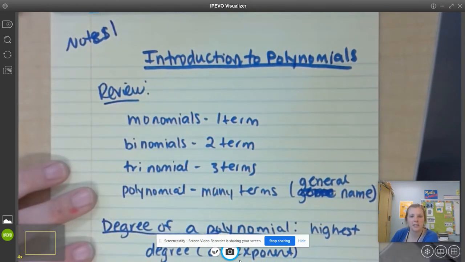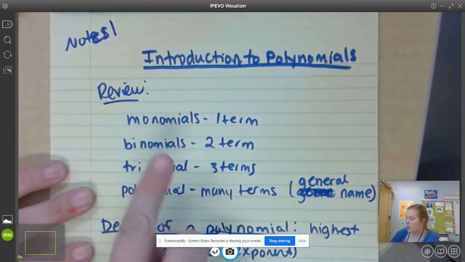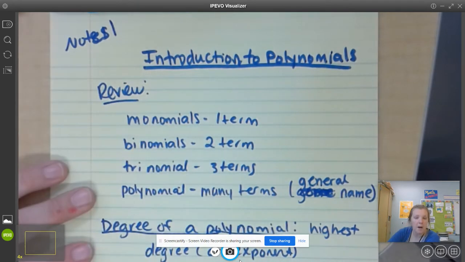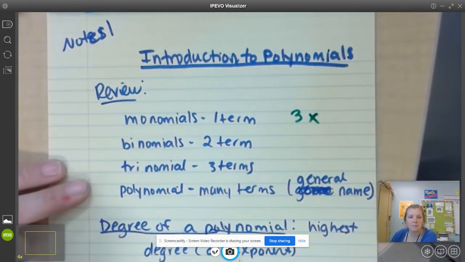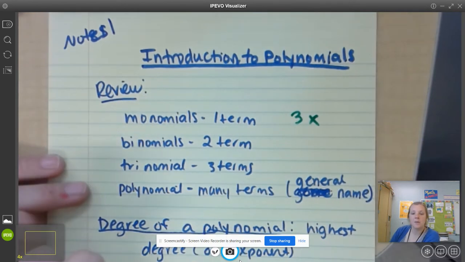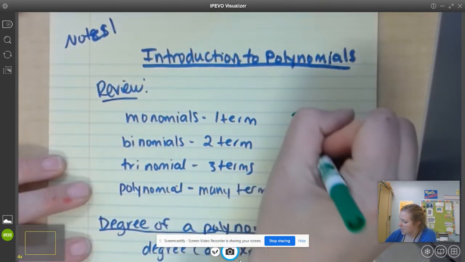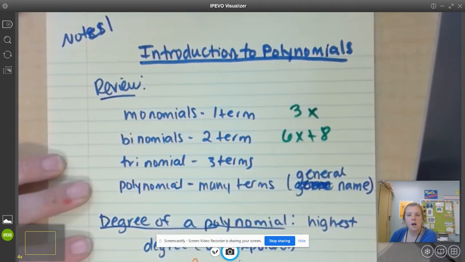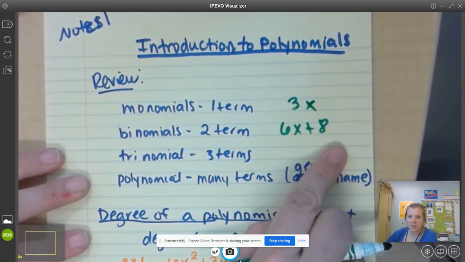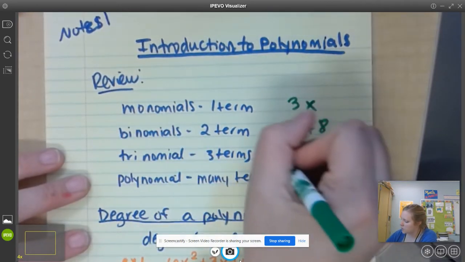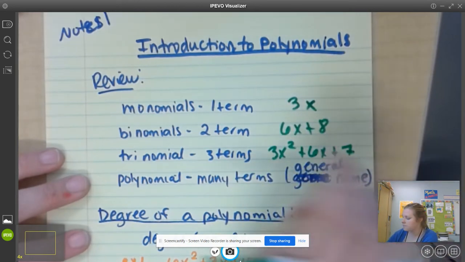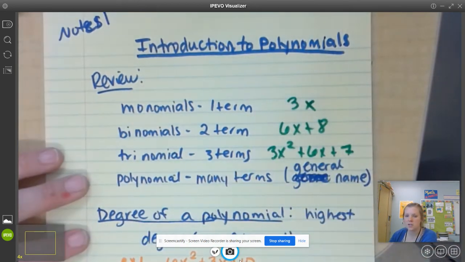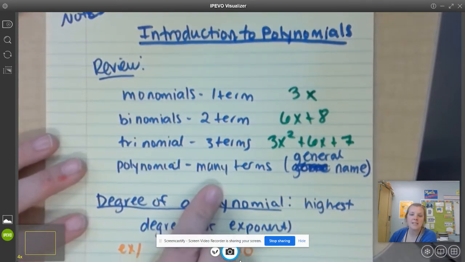So this is a review. We already took notes on this, but we just need to make sure that we know that monomials have one term. So an example of that would be like 3x, that's a monomial. A binomial has two terms, 6x plus 8. So 6x and 8 are my two terms. A trinomial has three terms, 3x squared plus 6x plus 7. 1, 2, 3 terms.